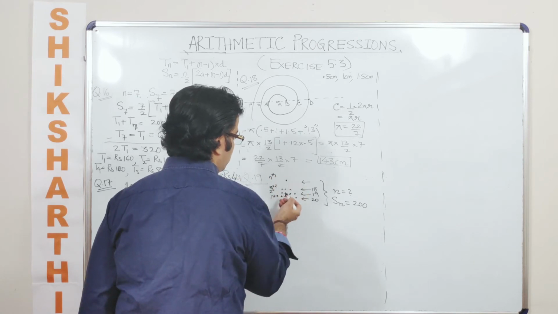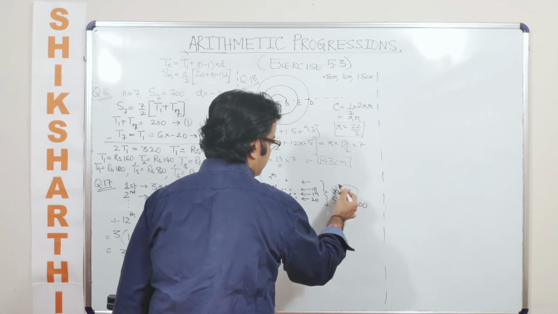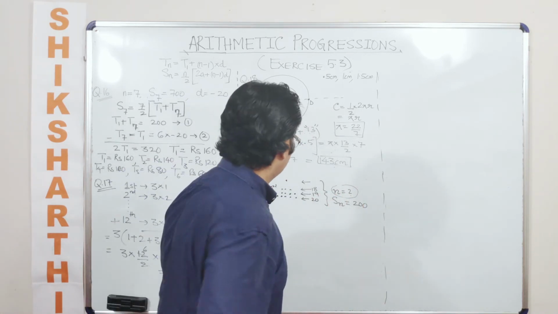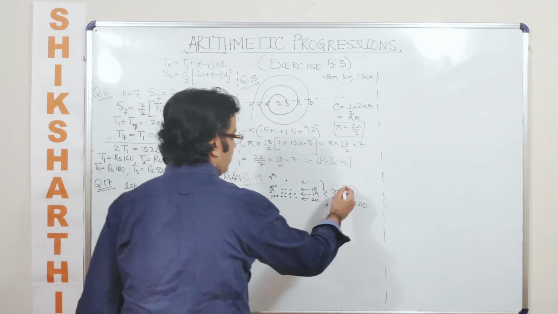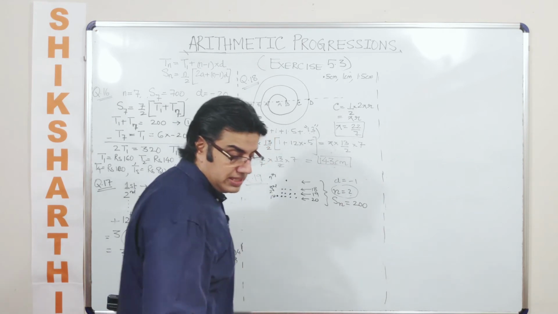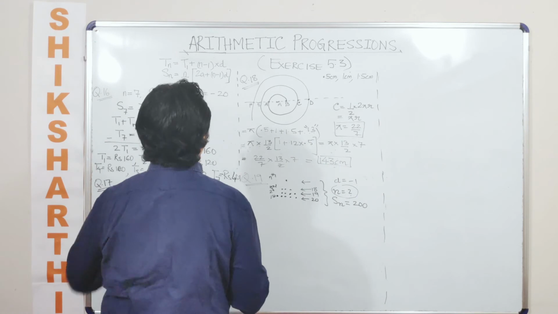So in the nth row, when I add up all the logs, the value of n we do not know. The sum of all n terms would be 200. Okay. So what is the common difference here? The common difference here is -1. Does it say 19 logs in the second row? Yes. Okay. So can I use this formula? I can.